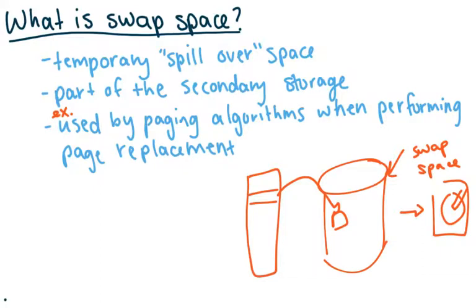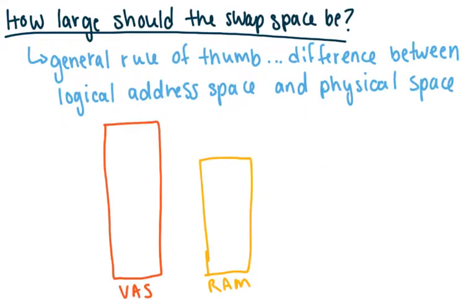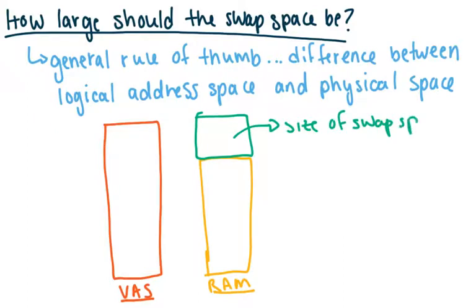And so the next question is, how large should this swap space be? It's used for a lot of applications. So the general rule of thumb is that whatever the difference is between your logical or virtual address space and your actual physical RAM, that's what your swap space should be. Whatever this leftover thing is, this should be the size of your swap space. Which makes a lot of sense.